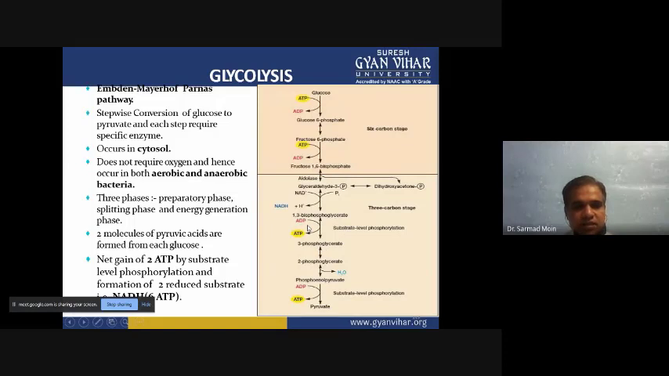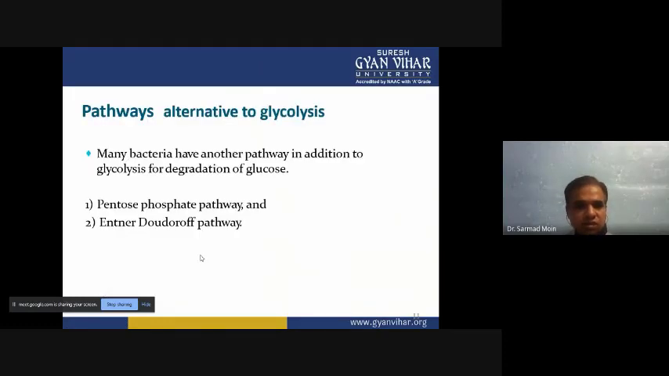NADH and ATP also will be produced ultimately, and if you see the net gain, it is 2 ATP in glycolysis. So, alternatives to the glycolysis pathway: many bacteria have another pathway in addition to glycolysis. They can do glycolysis also, but they use alternative pathways too to produce energy. And these two alternative pathways are the pentose phosphate pathway and the Entner-Doudoroff pathway.